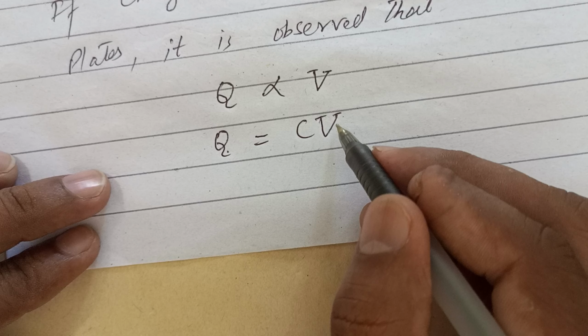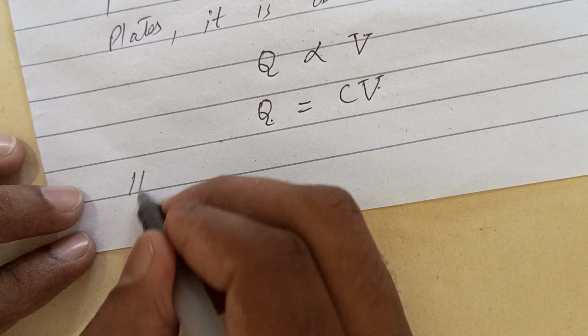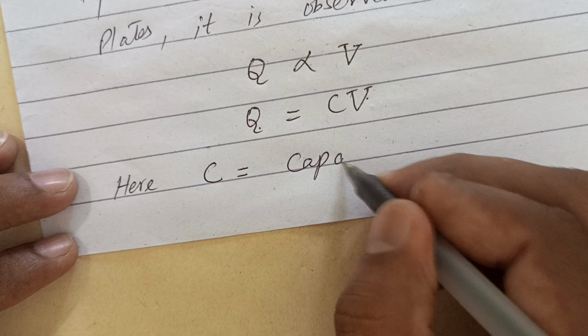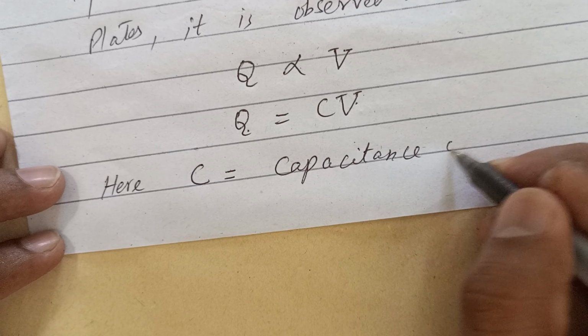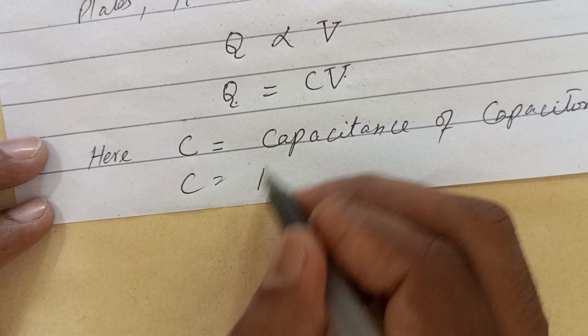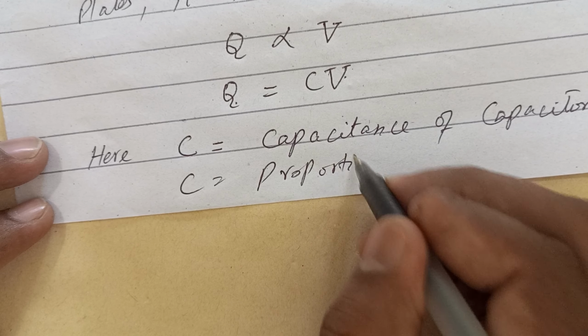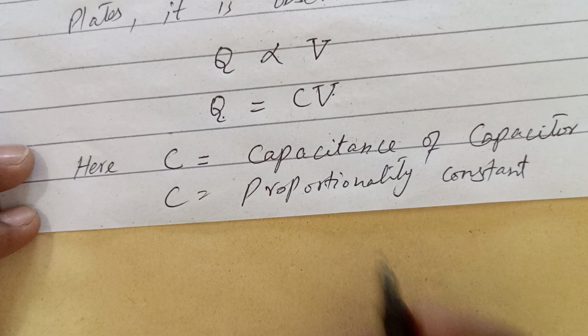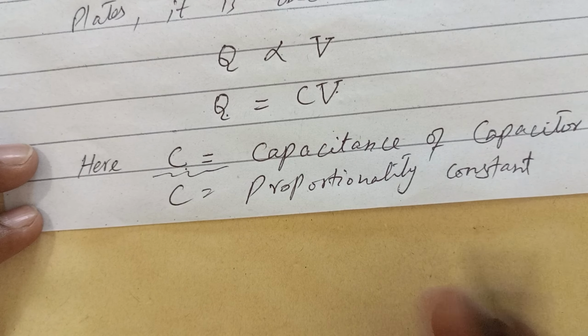Q is the amount of charge, V is the potential difference, and this constant of proportionality C is called the capacitance of the capacitor. This C is the proportionality constant. This is the capacitance of the capacitor. Now we shall define the capacitance of a capacitor, and we shall also see the factors on which capacitance depends.